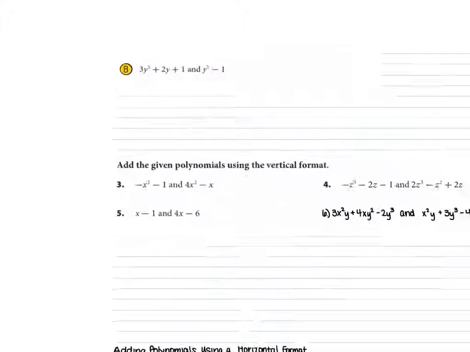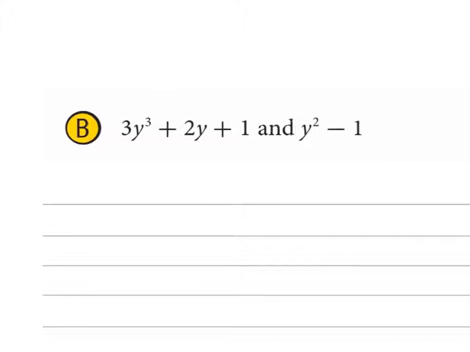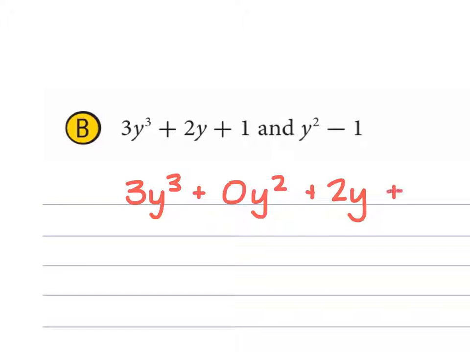If we look at our next example, B, we have 3y cubed plus 2y plus 1 and y squared minus 1. So if we line these up vertically, we're going to have 3y cubed plus, we don't have a y squared in this polynomial or trinomial, so we're going to put 0y squared because there's no y squared there. So we still want to represent it, but that coefficient to it is going to be a 0. Then we have a positive 2y and a positive 1.